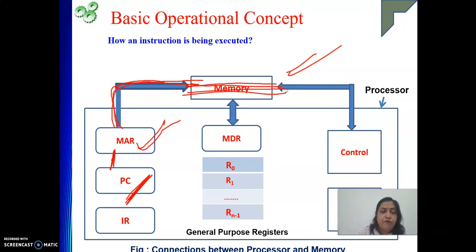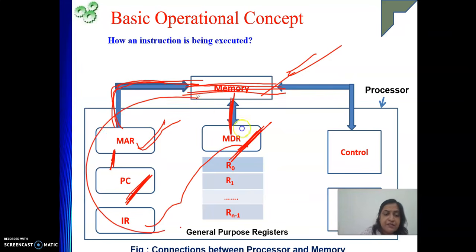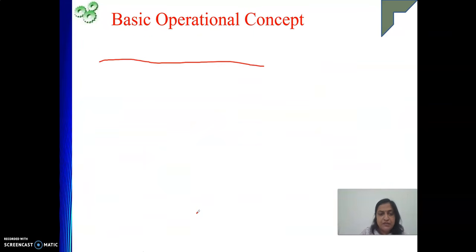From where? From the bus. Where will it come? It will come in MDR. Whatever you have now read from your memory is what? An instruction. So where do I need to take it? I need to take it to IR. This whole step that I have explained is called instruction fetch. What is it called? Instruction fetch.